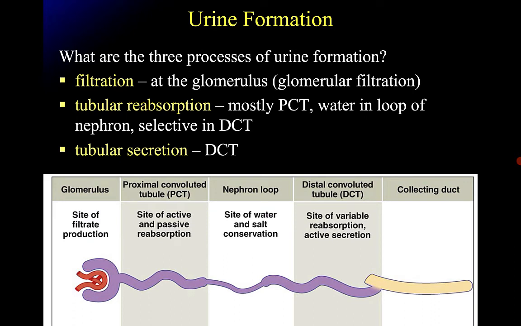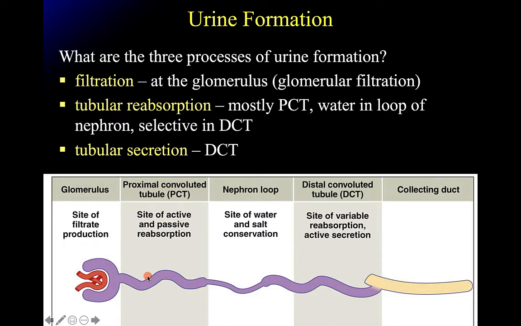Now we do want to recognize that there are three basic processes of urine formation that occur within this nephron. We have a nice stretched out nephron here to help illustrate part of what's going on. Filtration is the first part of this. That's going to happen here in an area referred to as the glomerulus and the surrounding glomerular capsule, which form the renal corpuscle. And we sometimes refer to that as glomerular filtration.